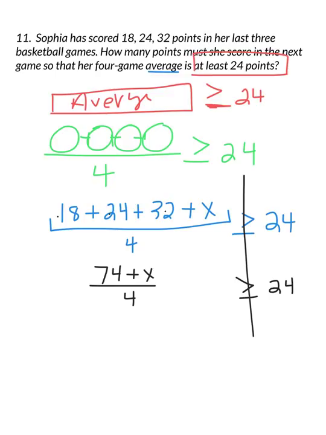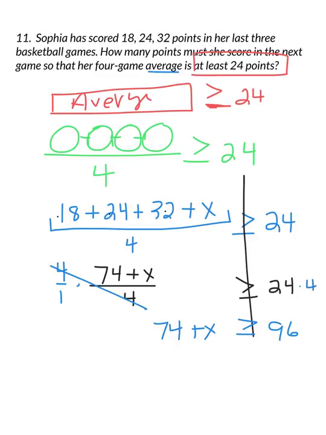This divided by 4, let's get rid of that by timesing it by 4 over 1 on both sides, or times 4. So that cancels out. That leaves me with 74 plus x is greater than or equal to 24 times 4, which is 96.